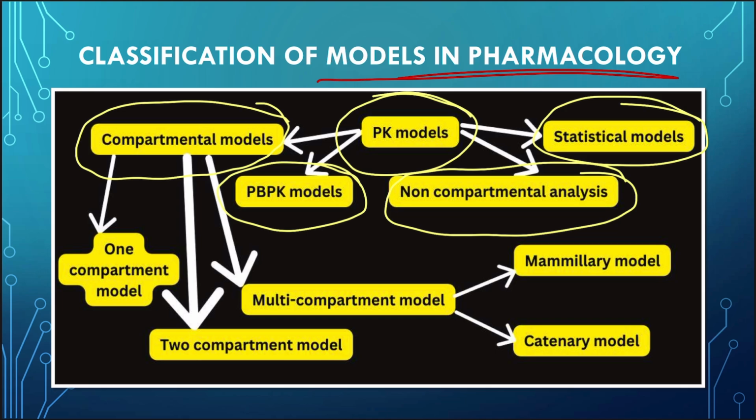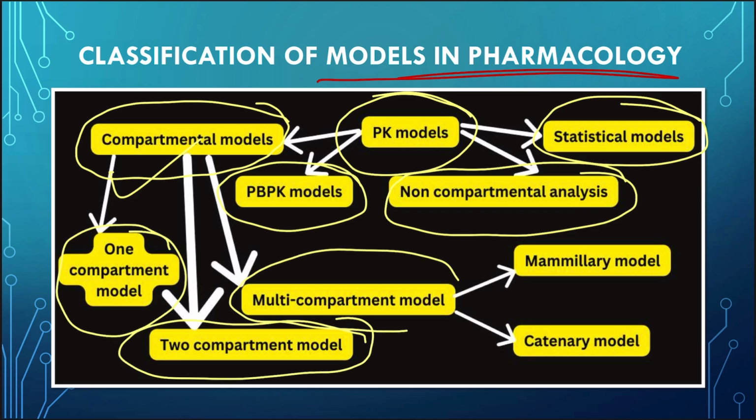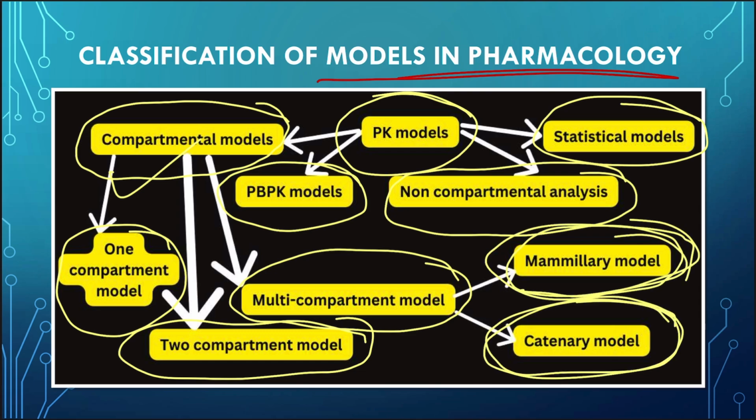Further, the compartmental model is divided into different types. First is the one compartment model, then the two compartment model, and then the multi-compartment model, comprising more than two compartments. The multi-compartment models can be of two types: either the mammillary type or the catenary type. The details of these models will be discussed in the upcoming slides.